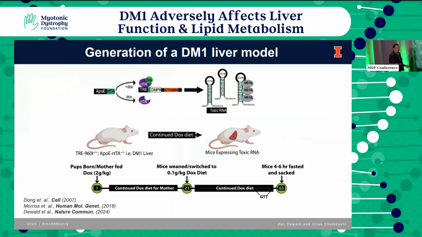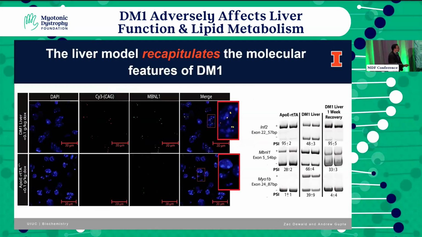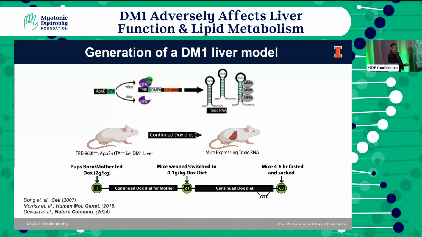So to study the role of DM1 within the liver, we developed a new mouse model, which is tunable and liver-specific. We took advantage of two previous models. First, a liver-specific tetracycline-inducible model, which expresses a reverse tetracycline transactivator under a hepatocyte-specific promoter. And the second model was the TRA960 repeat expressing mice obtained from Cooper Lab. And when we combine these two models, we have a model which induces DM1 within the hepatocytes when the mice are fed doxycycline.